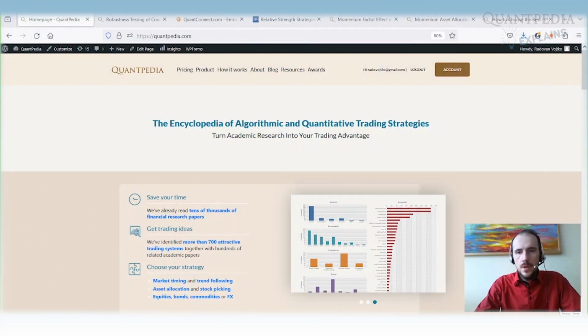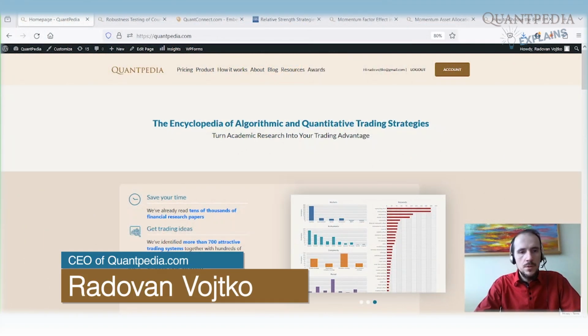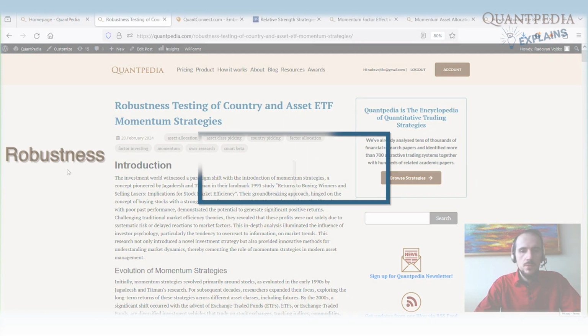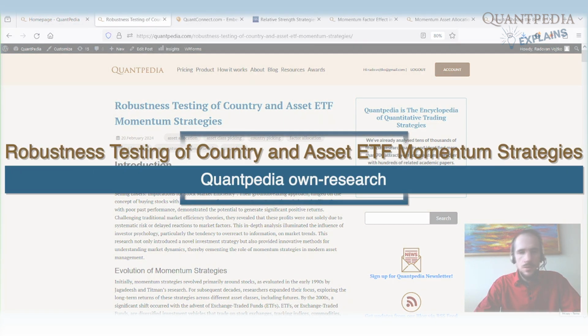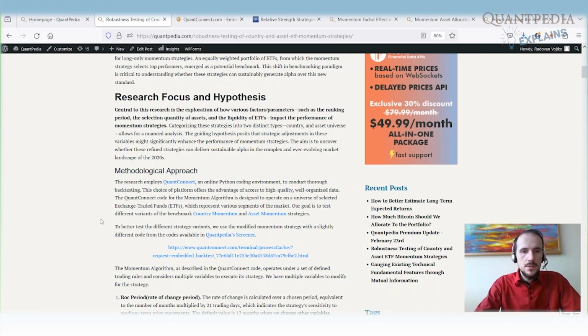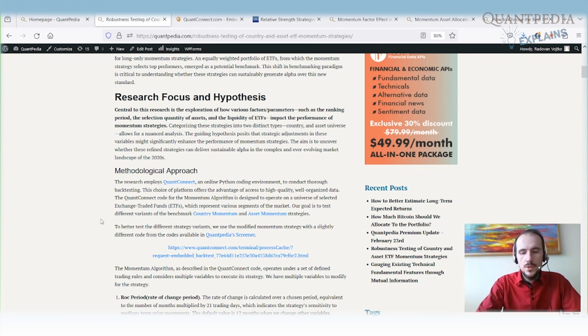Hello everyone, my name is Radovan Vojtko and I'm CEO and Head of Research at Quantpedia. Today we will discuss robustness testing. We'll try to change variables in some trading strategy. We will try to find out how the performance of the trading strategy changes. That's basically the characteristic of robustness testing. So we are trying to find out if the strategy is still working when we change the parameters.